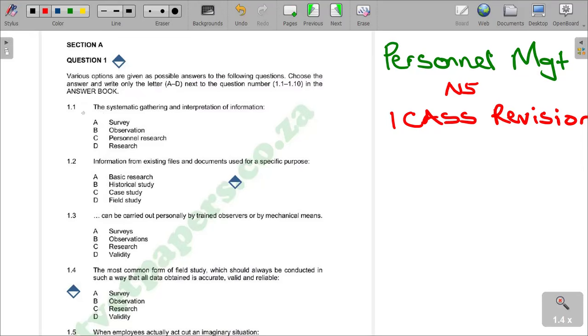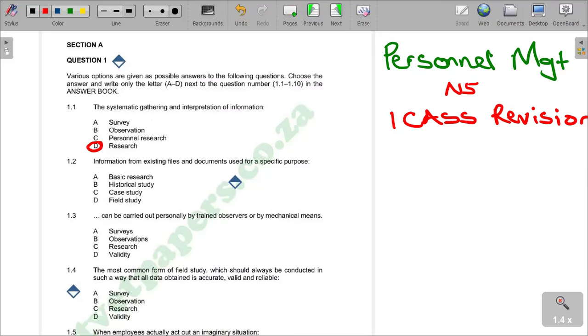So question 1.1: the systematic gathering and interpretation of information. That is what you call research. Research is defined as the systematic collection, gathering, and presentation of data or of information. That's what you call research. Let's go to 1.2.